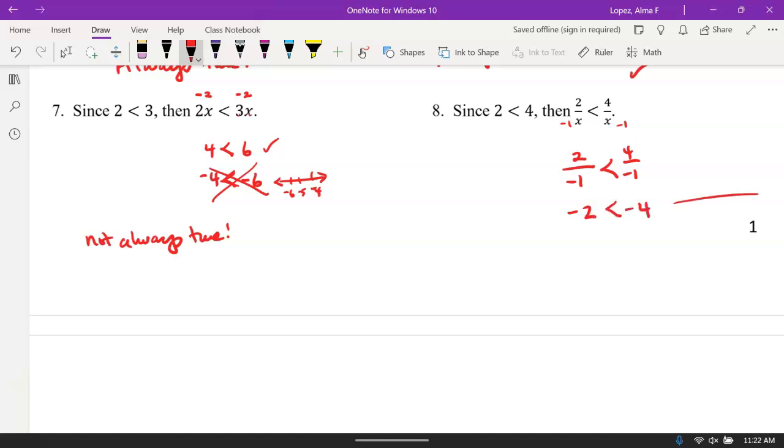And again, check them out on the number line. Negative 2, negative 3, negative 4. Remember, the larger numbers are further to the right. So negative 2 is definitely not less than negative 4. That's not true. So this one is also not always true. On our next video, we'll look at some actual problems.